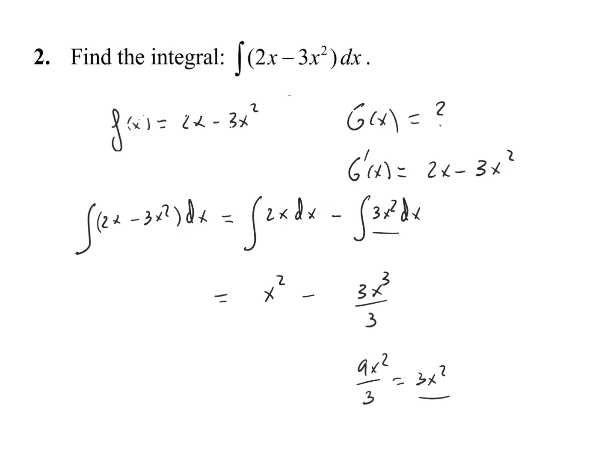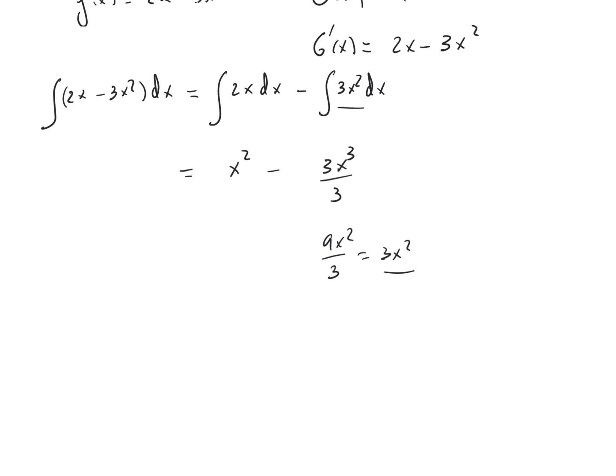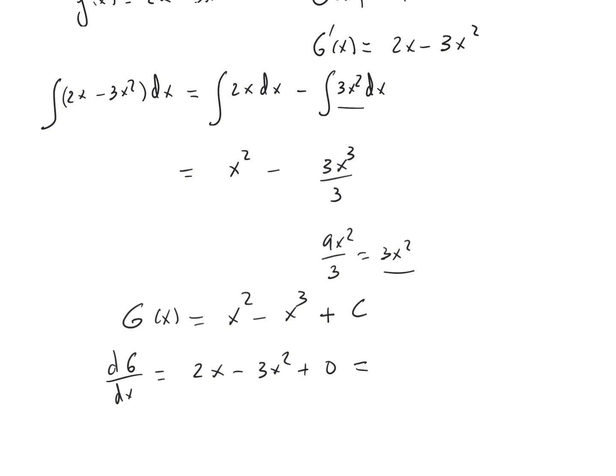So I found g of x. Who is g of x? G of x is the function x squared minus x cubed. And that's all? No. Plus c, because when I take the derivative, the derivative of c will be 0. Let's check. What is the derivative of g of x? The derivative of g of x is 2x minus 3x squared plus 0. Is this f of x?